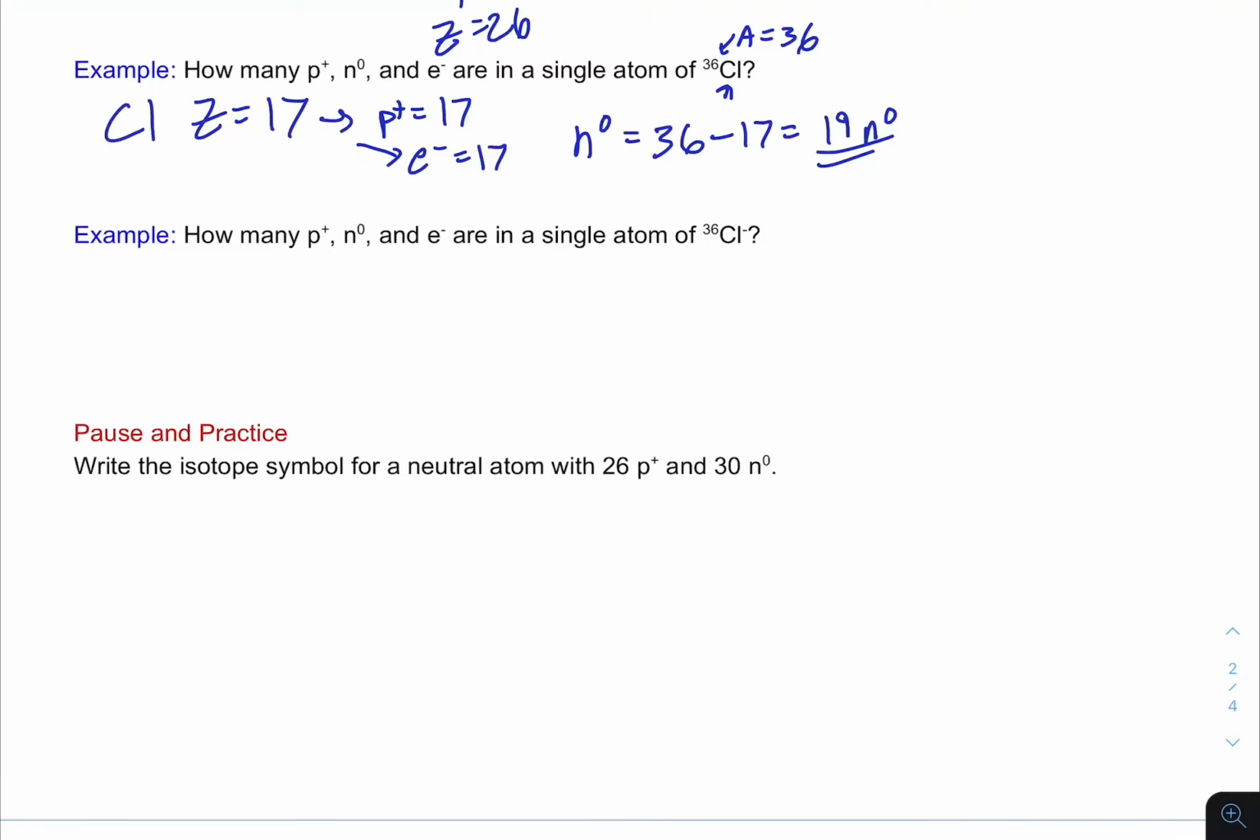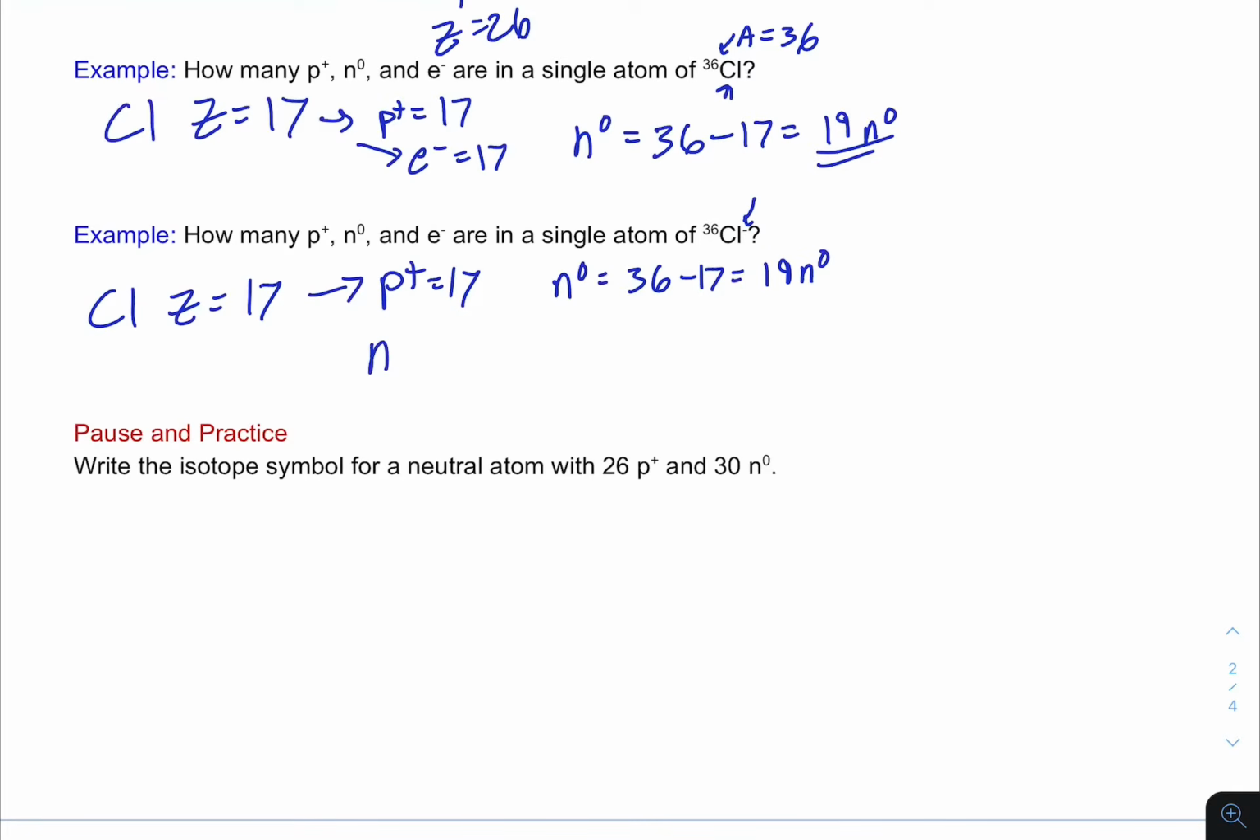Now we want to do the same thing for an isotope of chlorine 36, but with a -1 charge, and we'll see what that means for us. Again, it's chlorine, atomic number 17, which tells us I have 17 protons. We can identify that we still have an atomic mass number of 36. We subtract 17 from that, and we get 19 neutrons again, because this is the same isotope mass.